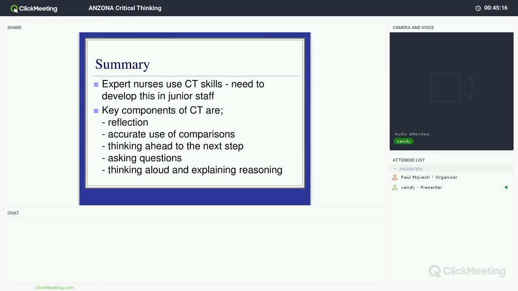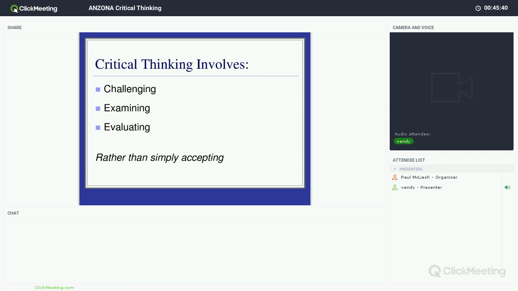In summary, our expert nurses use critical thinking, and this is something that we need to develop in our less experienced staff. Some of the key components of being a critical thinker are using reflection, accurate use of comparisons, thinking ahead to the next step as to what will happen, asking questions, thinking aloud and explaining reasoning. And critical thinking involves challenging, examining, evaluating rather than simply assessing.